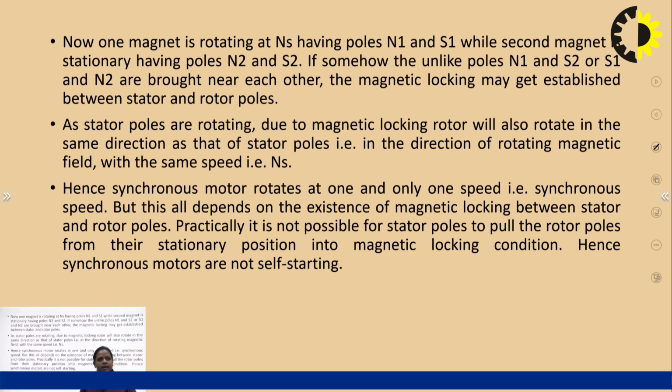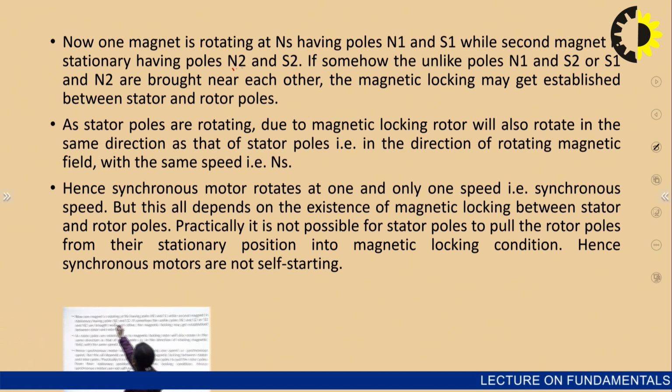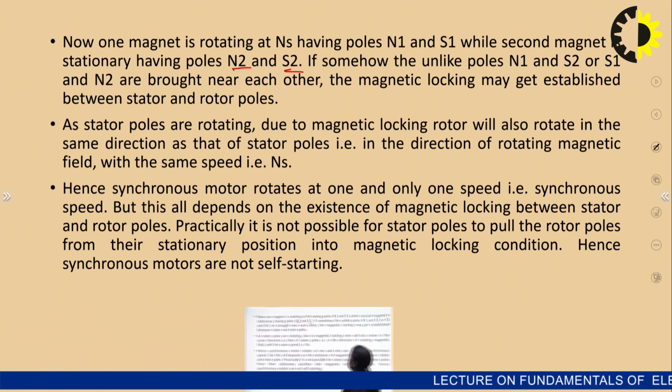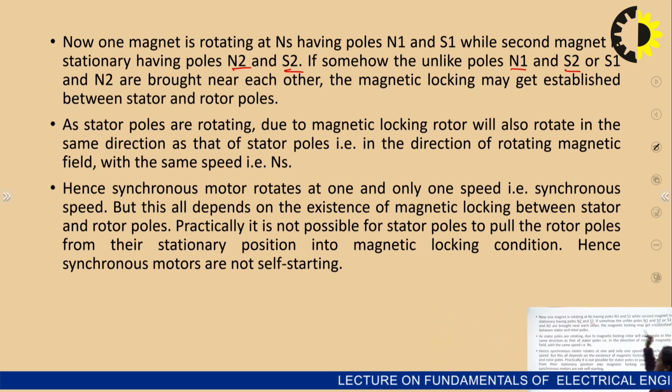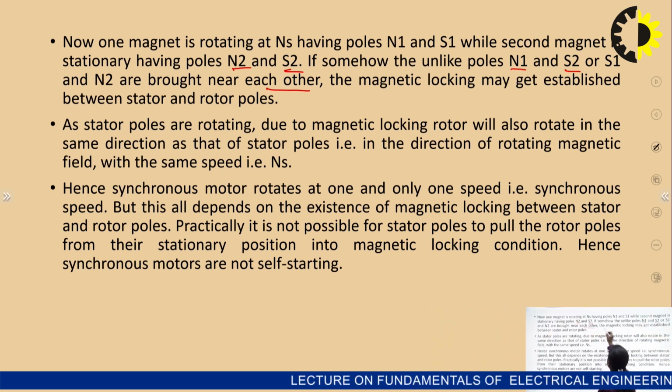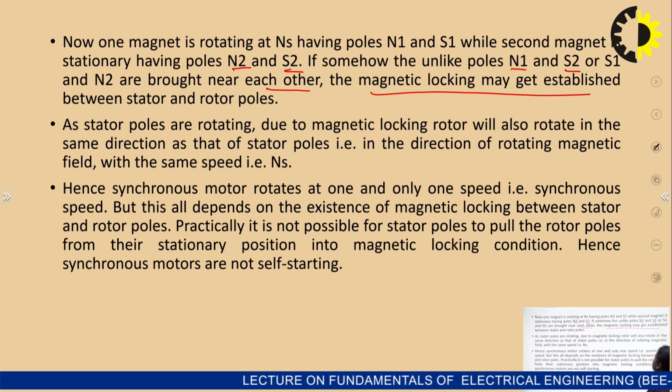So now one magnet is rotating at Ns, having poles N1 and S1, while the second magnet is stationary, having poles N2 and S2. If somehow the unlike poles N1 and S2, or S1 and N2, are brought near each other, magnetic locking may get established between the stator and rotor poles.